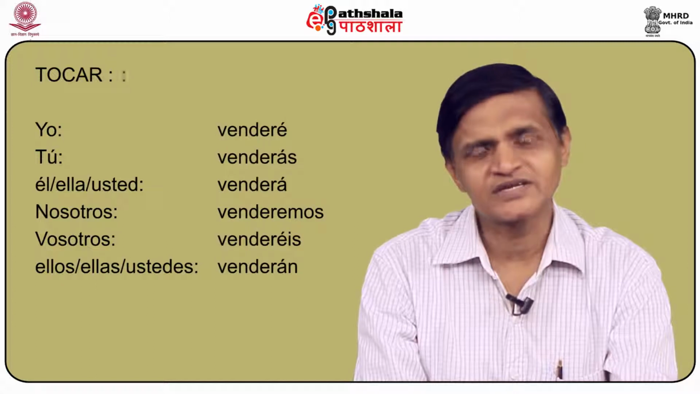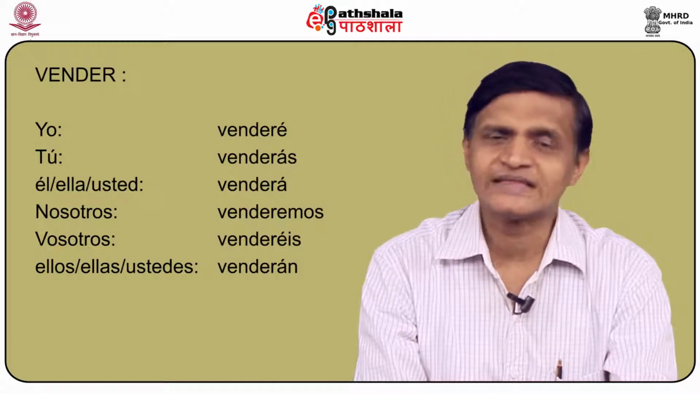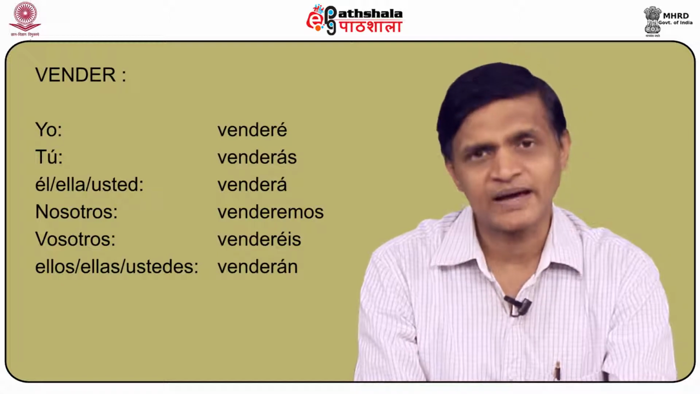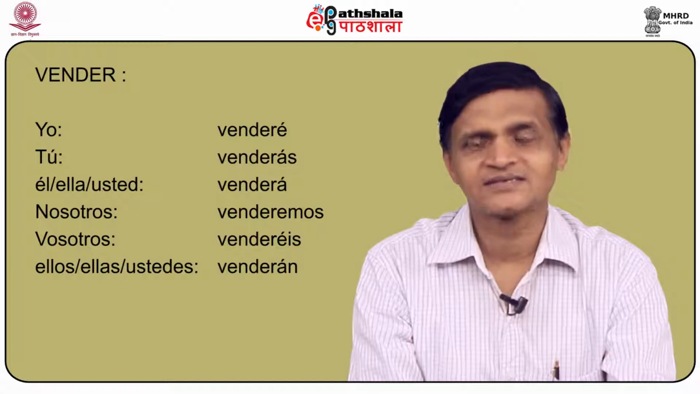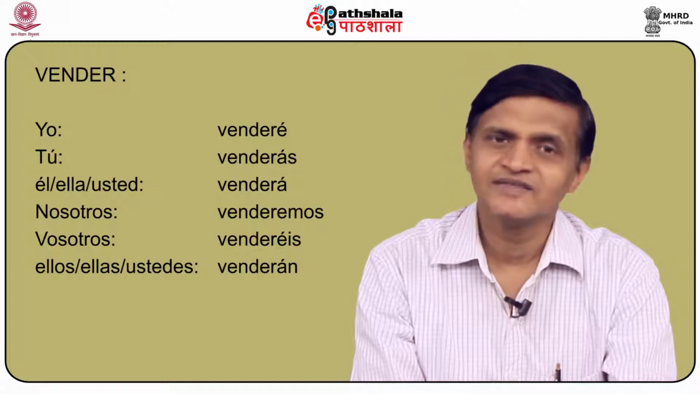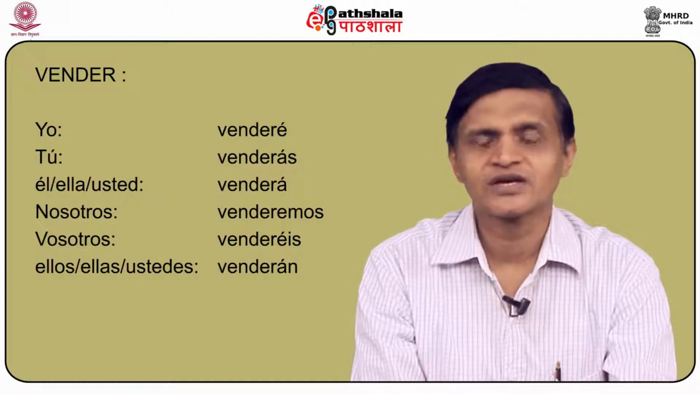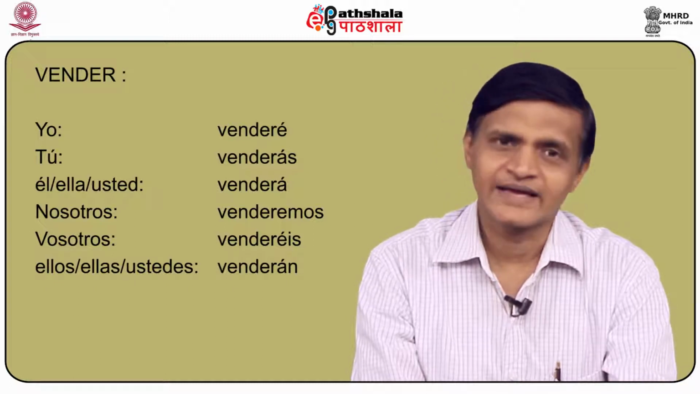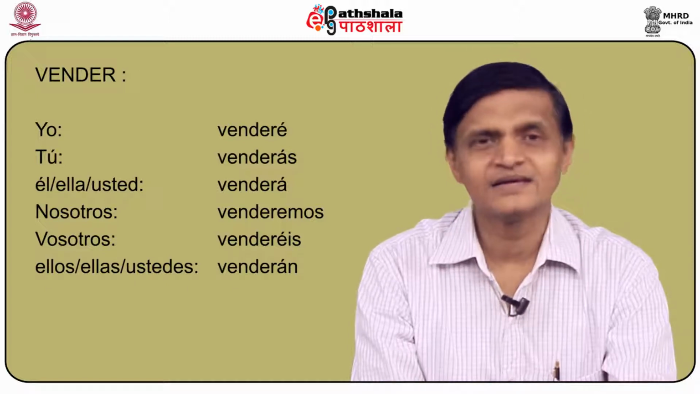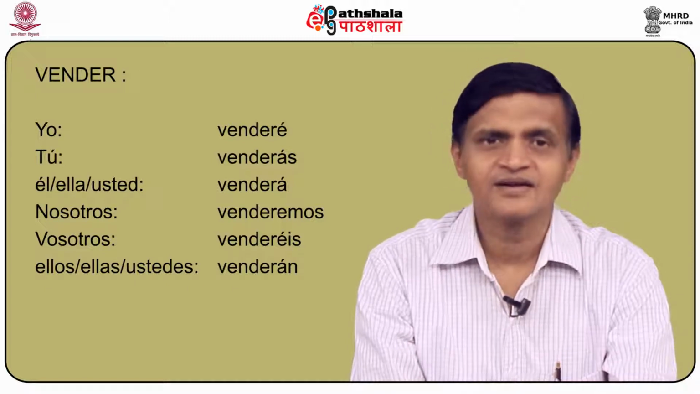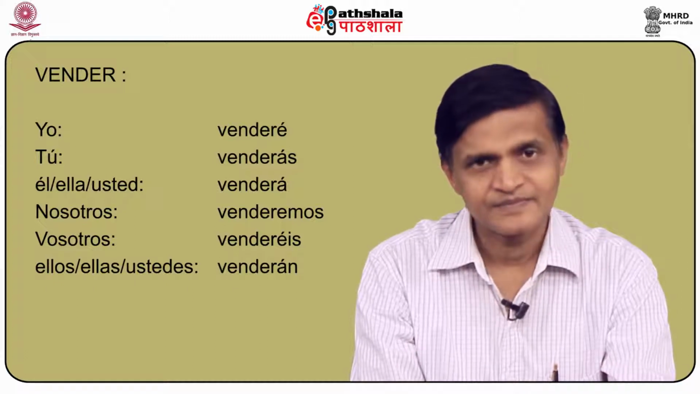How do you conjugate a verb like vender, which is to sell? In the future, vender is conjugated in the following manner. Yo venderé, tú venderás, él, ella, usted venderá, nosotros venderemos, vosotros venderéis, and ellos, ellas, ustedes venderán. I repeat, venderé, venderás, venderá, venderemos, venderéis, and venderán.